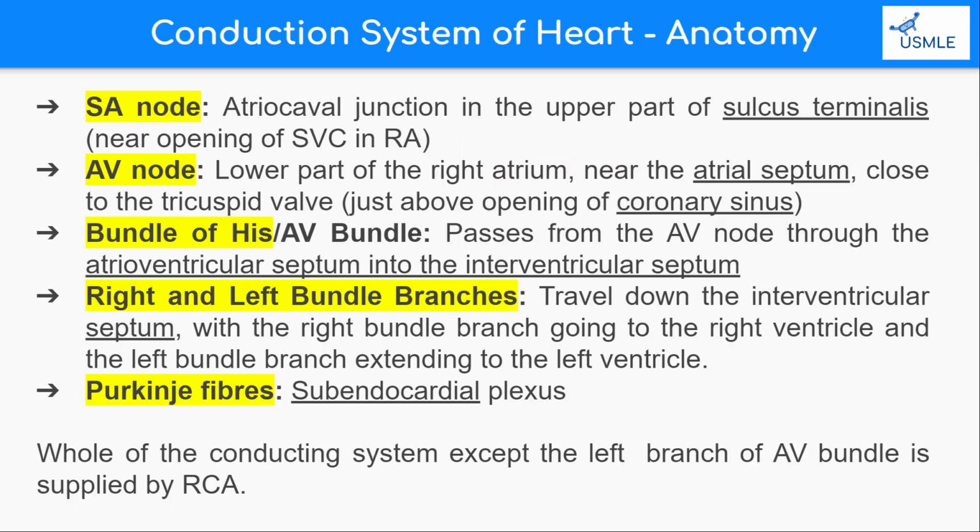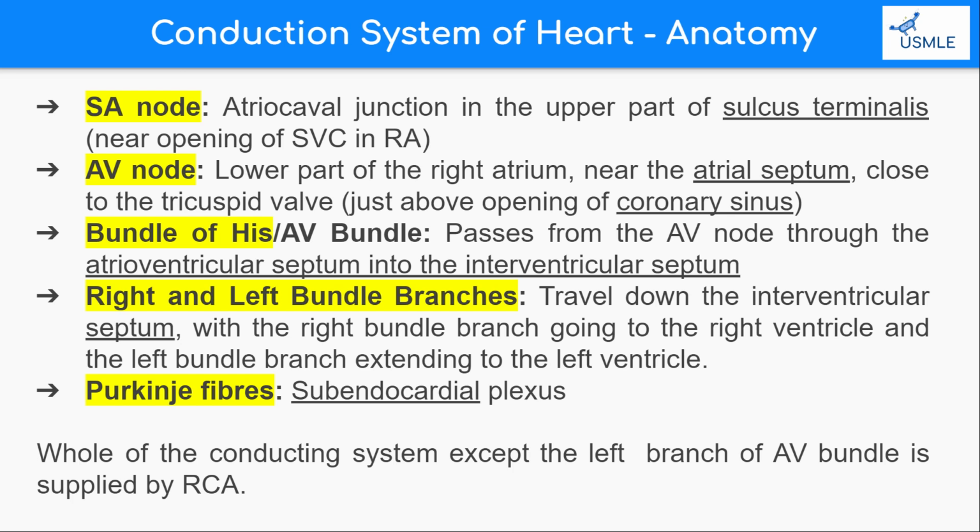It is vital to know the physiology of each of these conductive tissues. However, it is best to keep yourself aware of the anatomical location of each component. The SA node is found in the upper part of the sulcus terminalis near the opening of the superior vena cava. The AV node is found near the atrial septum.